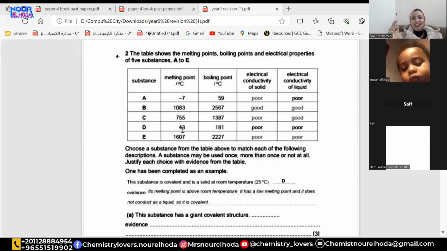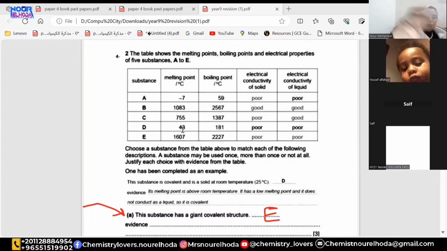So giant covalent: I'm going to choose high melting or boiling point. I'm going to choose the substance that doesn't conduct electricity. That's why I will choose, as you said, E. But in this case, I'm going to choose E. But take care, Noreen. He wants your evidence. It's a 3 mark question. I need to say because it has high melting and boiling point, it doesn't conduct electricity when molten or solid. Okay? It doesn't conduct. It's a poor conductor.